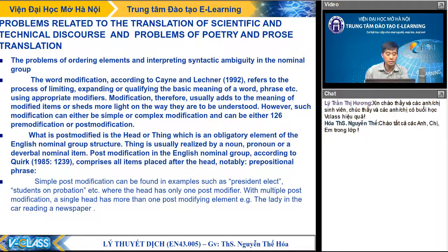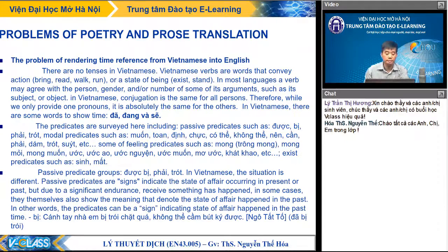And next, the problem of ordering elements in interpreting syntactic ambiguity in the nominal group. The simple post-modification can be found in the example here, president-elect. This is the kind of problem where we have to pay attention to the position of the words and the phrases.